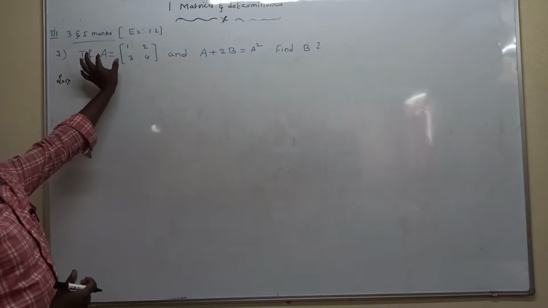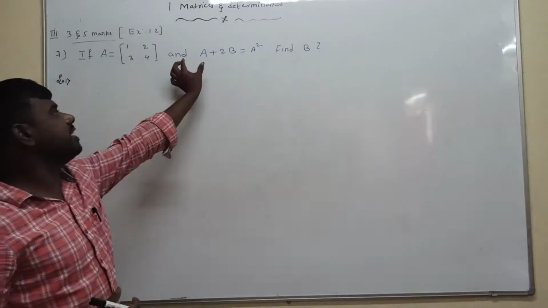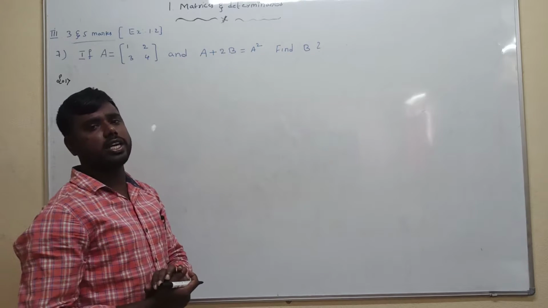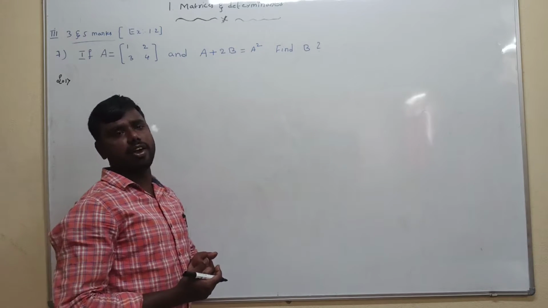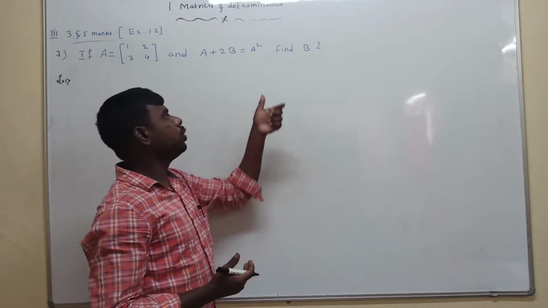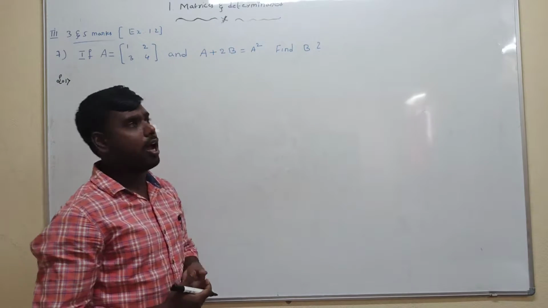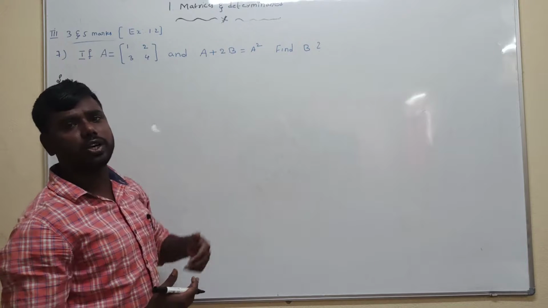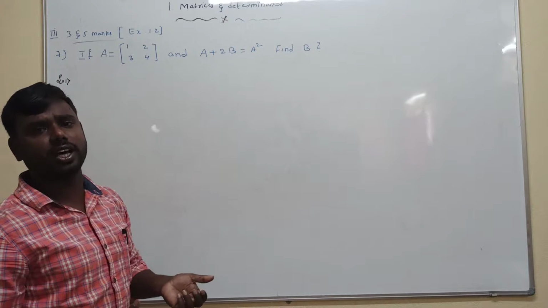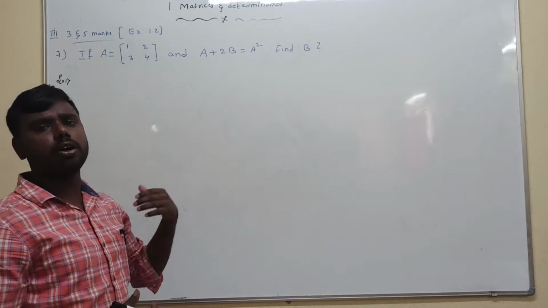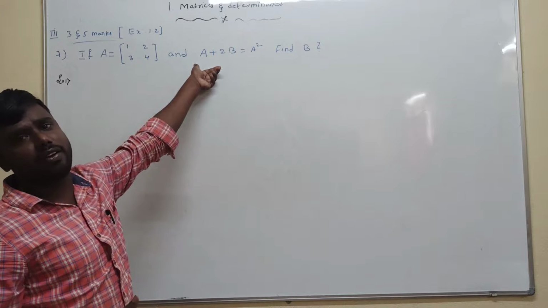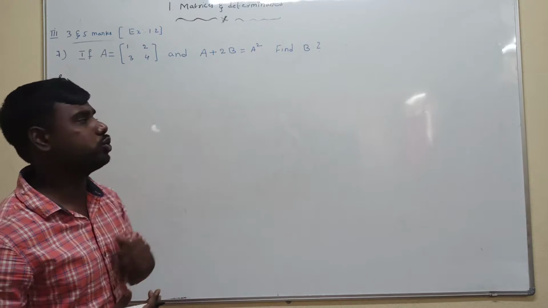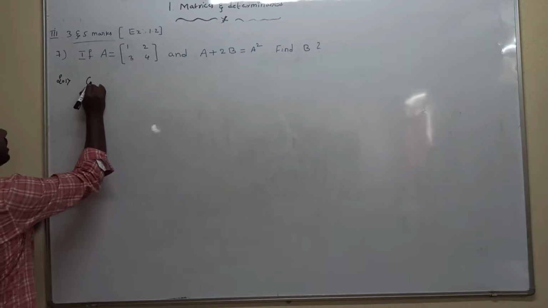Question number 7. One condition is given: A plus 2B is equal to A square. By using this condition, we find the B matrix. Observing this condition, A square is there, so first we need to calculate A square. After that, substitute the A square matrix and the A matrix into the given condition, and finally we get the B matrix. Now we are going to the solution. See the solution given.